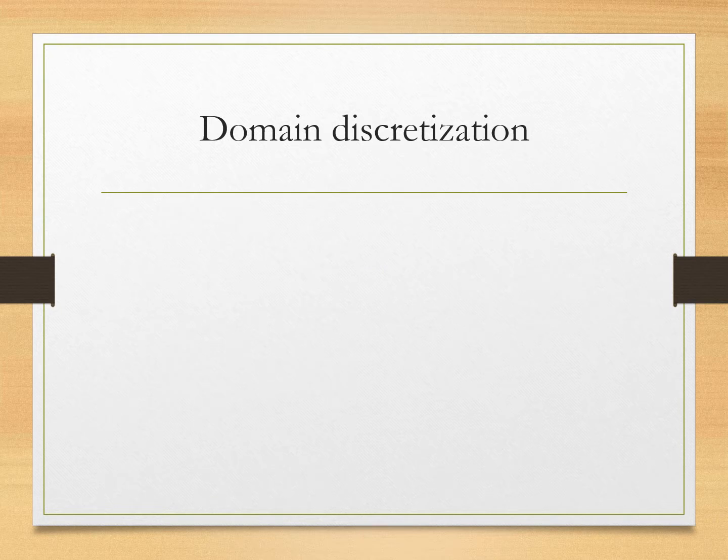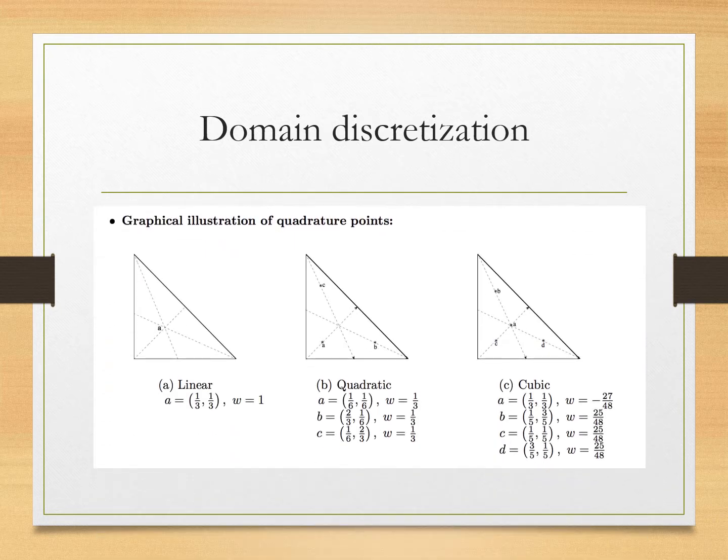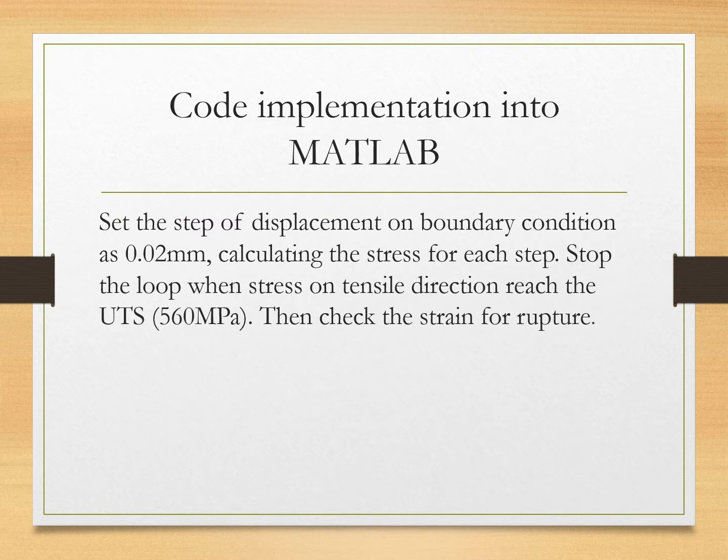Domain discretization. To be able to do our calculations in our master domain, here we use a 4-point case for the Gauss points, that is shown in the graphical illustration as cubic. Now a word about code implementation into MATLAB. We set the step of displacement on boundary condition as 0.02 millimeters, calculating the stress for each step. We stop the loop when stress on the tensile direction reaches the ultimate tensile strength of 560 megapascals. That is to check the strain for the rupture.